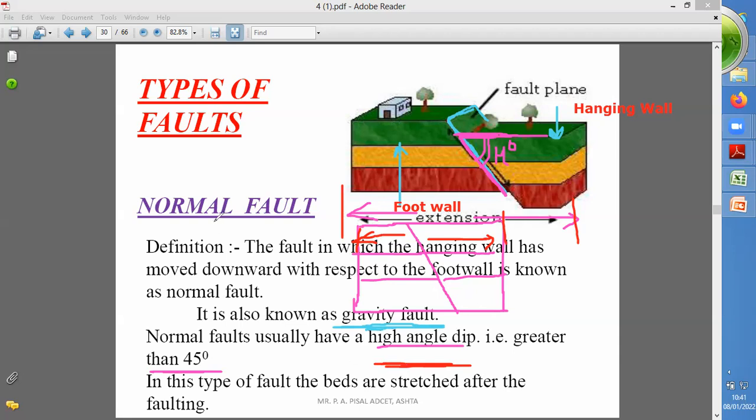So this is considered as a normal fault. Only you have to remember the points: hanging wall moves downward, foot wall moves in the upward direction. It is also considered as a gravity fault. Angle made by the fault plane with the horizontal layer is considered as the hade, and it is always greater than 45 degrees. And due to this normal faulting, the beds are stretched, meaning the horizontal distance will be increased in between these horizontal beds. So these are the important points related with the normal fault.